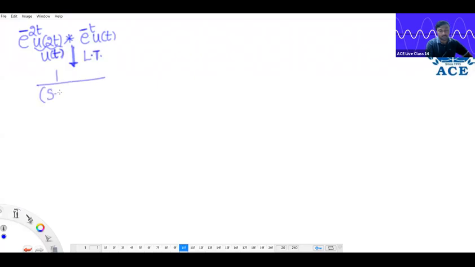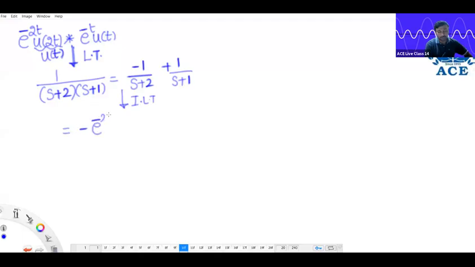Laplace of e power minus at ut is 1 by s plus 2, 1 by s plus 1. After doing partial fraction expansion, s place minus 2 means residue minus 1, s place minus 1 means residue 1. So what is the inverse Laplace of each term? Minus e power minus 2t ut plus e power minus t ut.